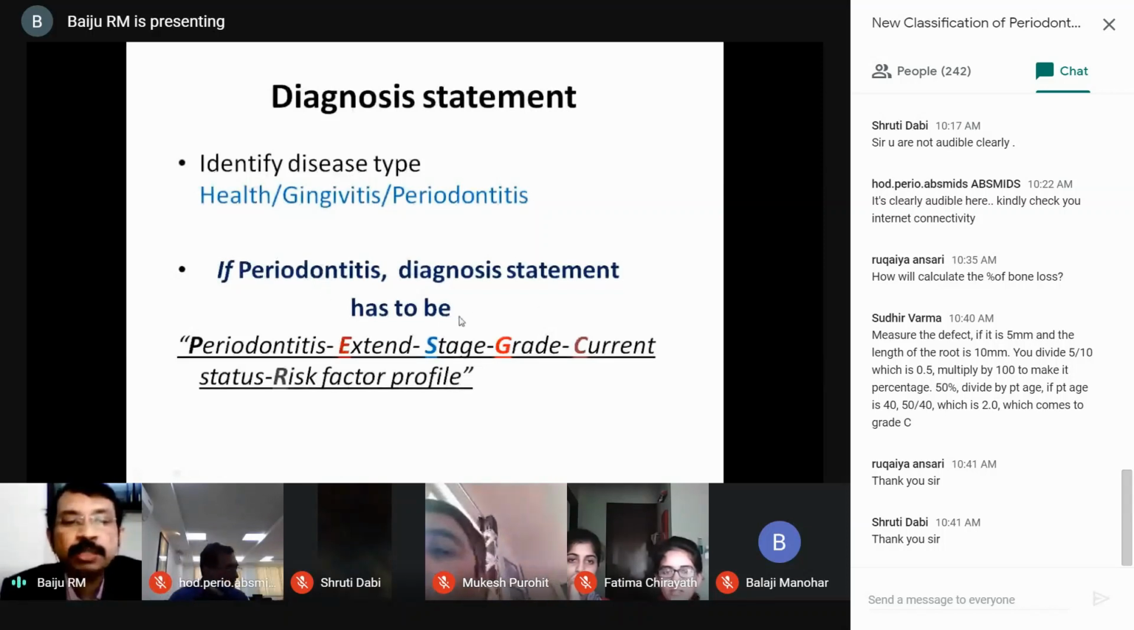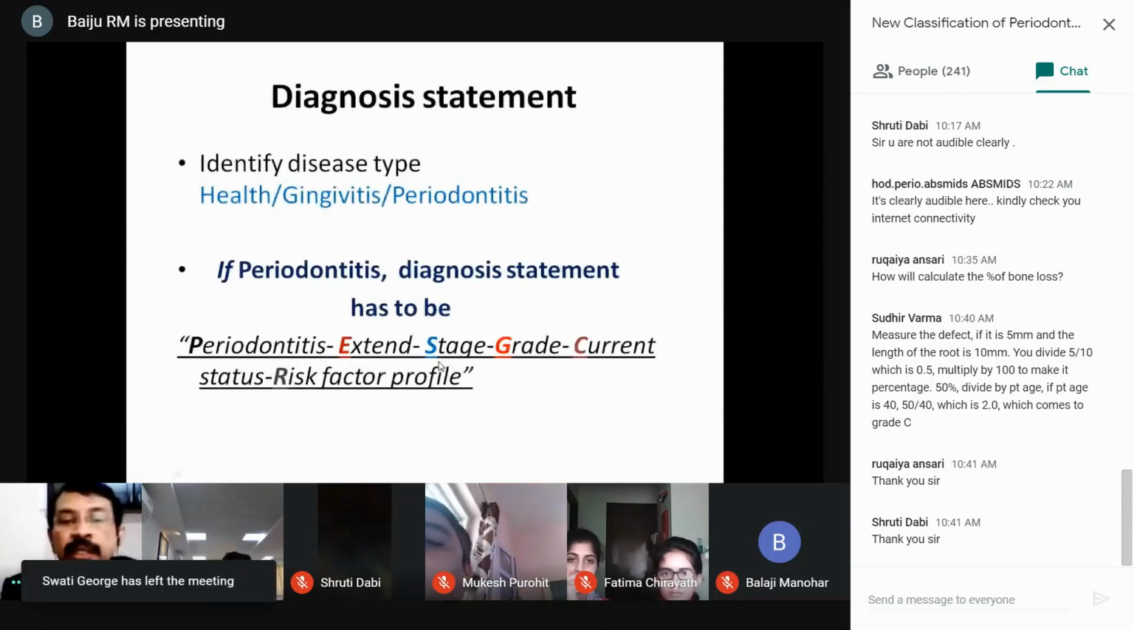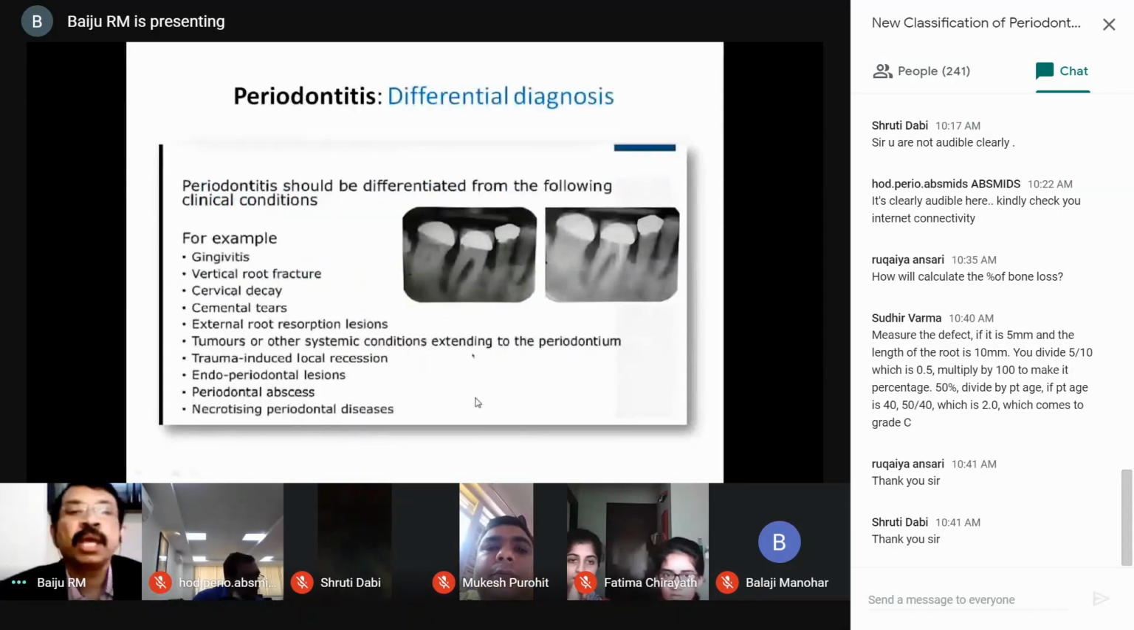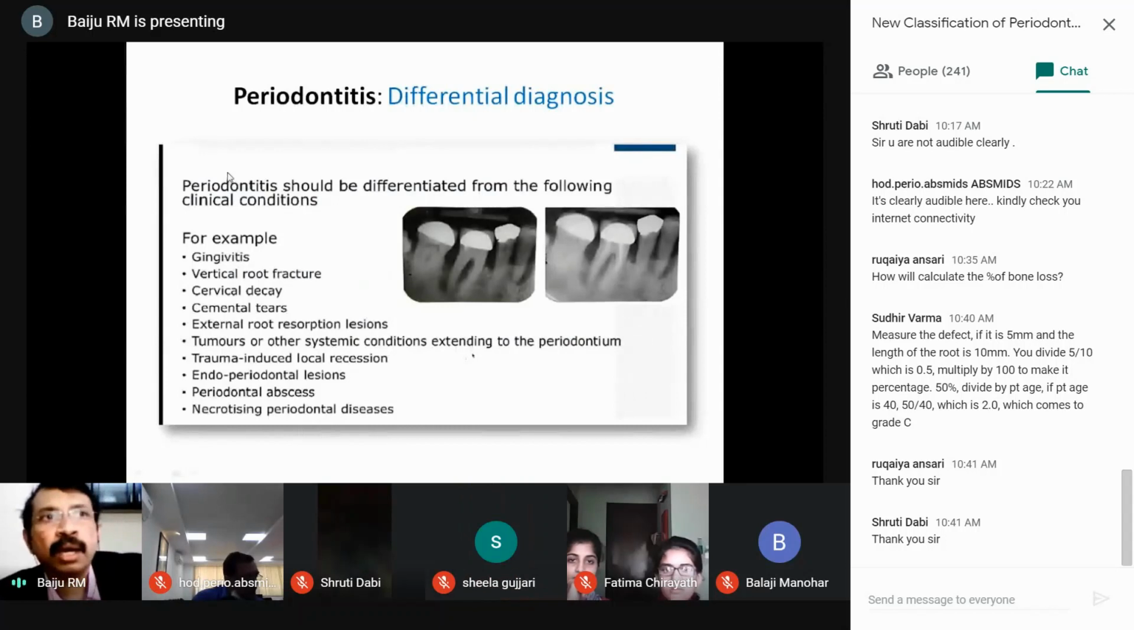Write it as periodontitis, then you mention the extent, then the grade, then the stage, grade and current status. And before concluding that it is periodontitis, you have to exclude the differential diagnosis. That means any reason that can lead to bone loss but is not due to a periodontal condition.